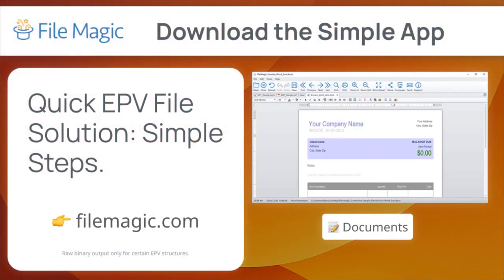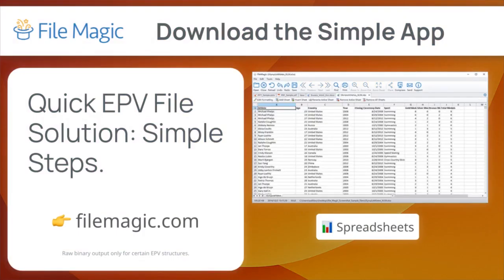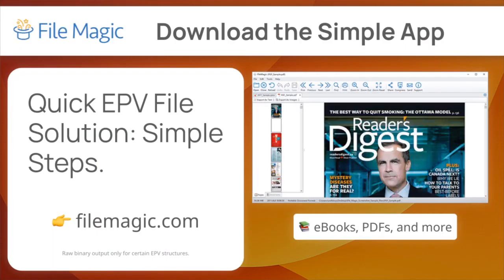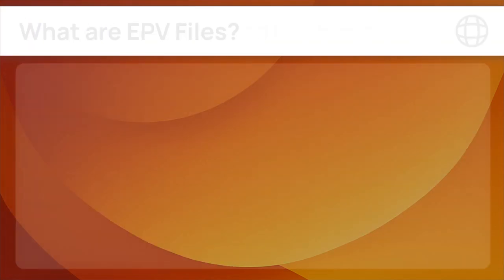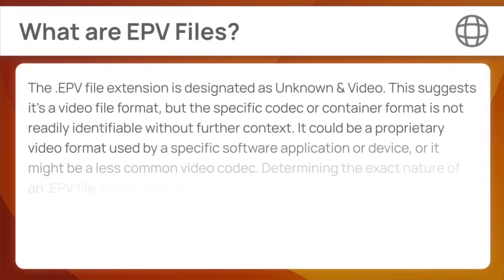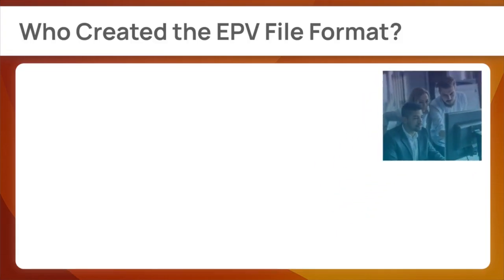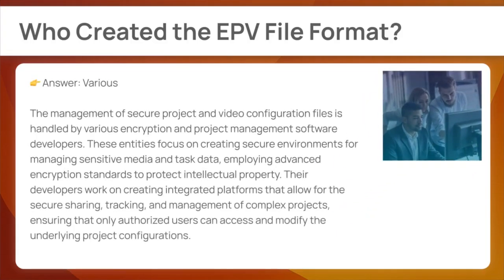We will showcase how a single, robust EPV file inspection utility offers maximum efficiency by solving hundreds of file type issues. The EPV file extension is designated as unknown and video. This suggests it's a video file format, but the specific codec or container format is not readily identifiable without further context. It could be a proprietary video format used by a specific software application or device, or it might be a less common video codec.